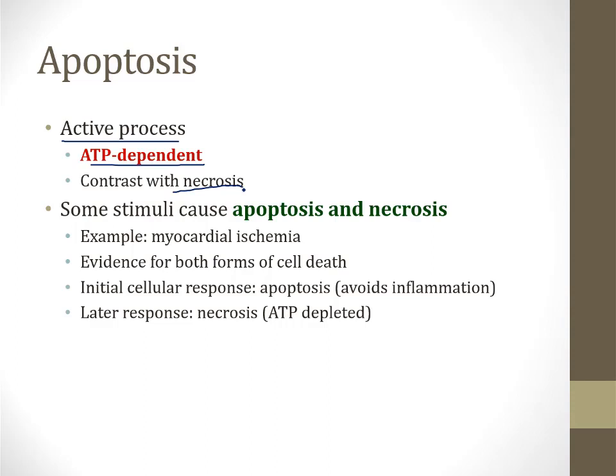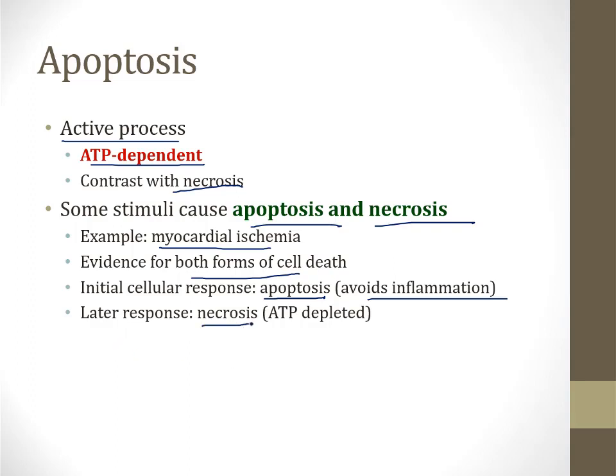And we're learning more and more that many stimuli that we used to think cause only necrosis actually may cause both apoptosis and necrosis. For example, myocardial ischemia was historically thought to lead to necrosis, and it does, but there's now evidence that it actually leads to both forms of cell death, apoptosis and necrosis. What it looks like happens is that initially when there is ischemia, cells undergo apoptosis. This lets some cells die in an orderly way and avoids inflammation and necrosis. However, later those myocytes run out of ATP and they can't die by apoptosis because that requires ATP. At this point, the cell becomes damaged and undergoes necrosis.